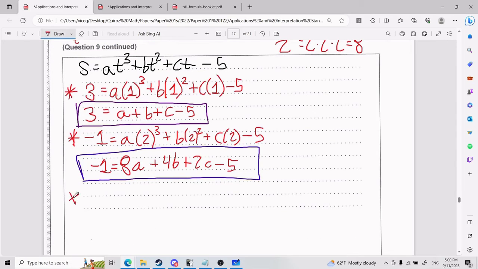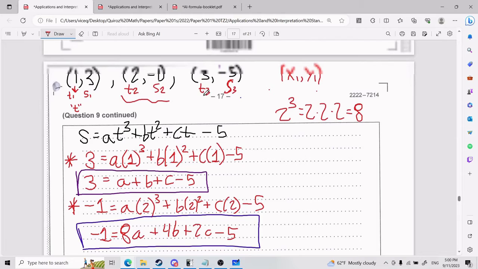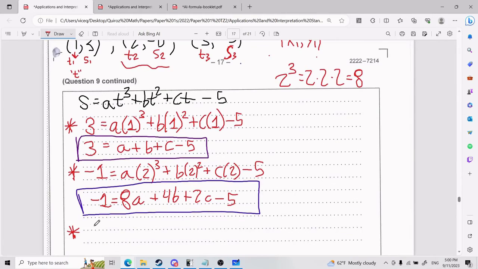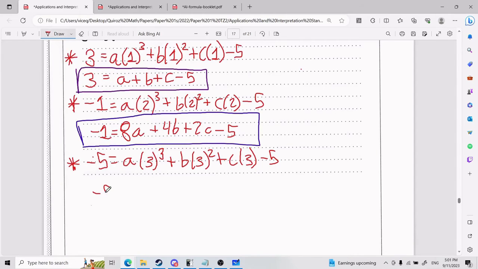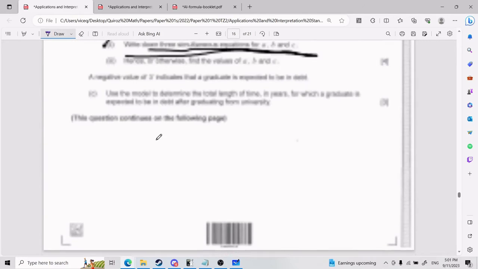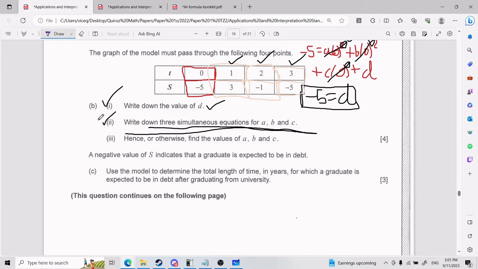And now for my third one, we've got that my t3 is 3, and that my s is negative 5. So negative 5 equals a times 3 cubed plus b times 3 squared plus c times 3, minus 5. I end up with negative 5 equals, 3 times 3 times 3 is going to give me 27, so 27a plus 9b, 3 squared, plus 3c minus 5. All right, and this is going to be my third one. What I just did is probably enough for part B, part (i).